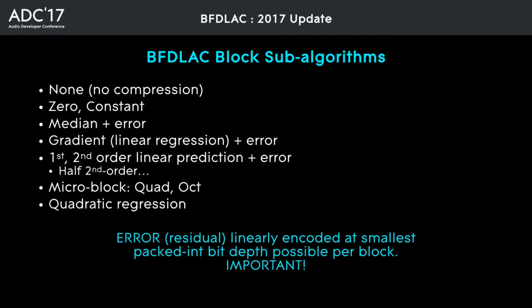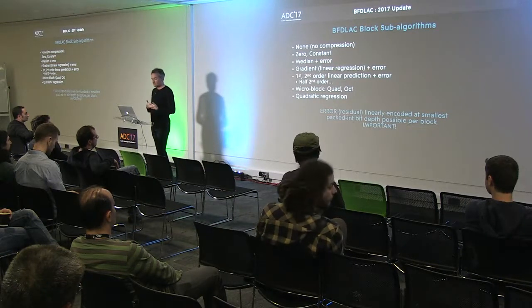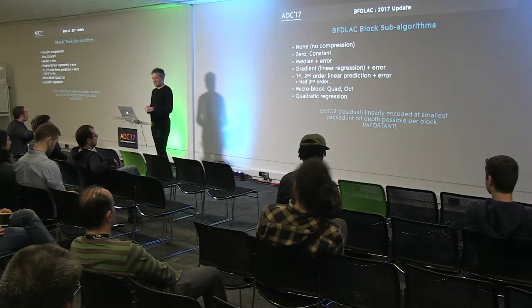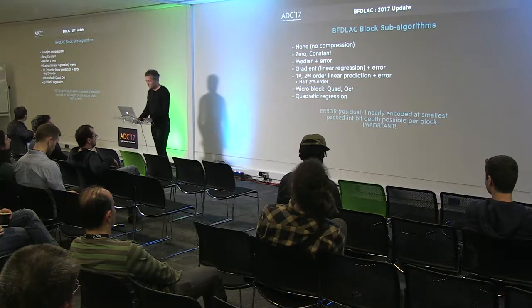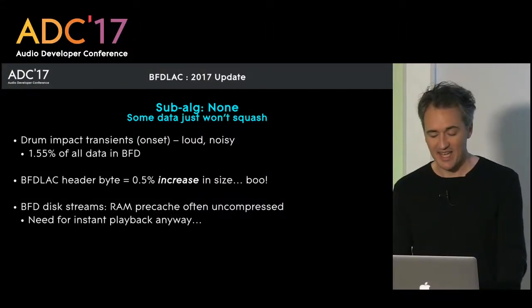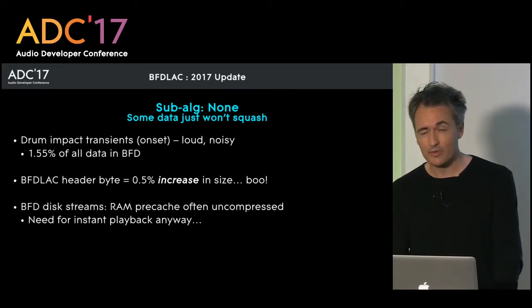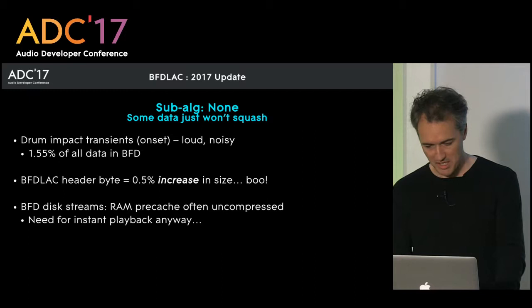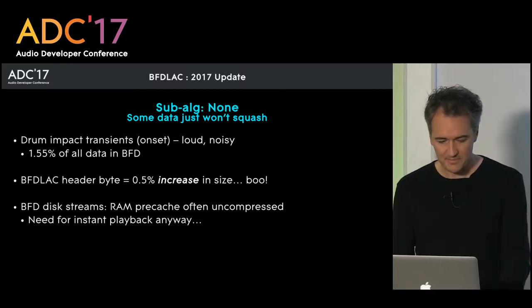Like I said, they're all quite simple. There is no encoding. There is zero or constant encoding, the actual zero value, median plus some sort of error, a gradient, first, second order linear prediction, and some variations on that, quadratic regression. None: we often use for the transient, you just copy that wave data straight in, and because that tends to happen at the beginning of the sound, and you're probably going to have to pre-cache your sound before playing it in your sample library playback engine, that's actually not such a bad thing.